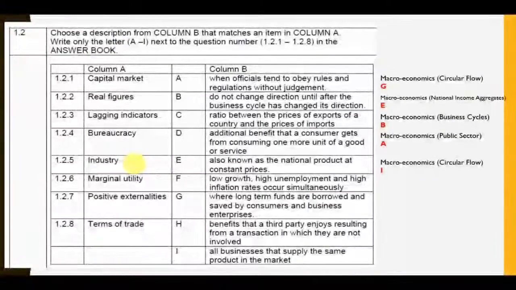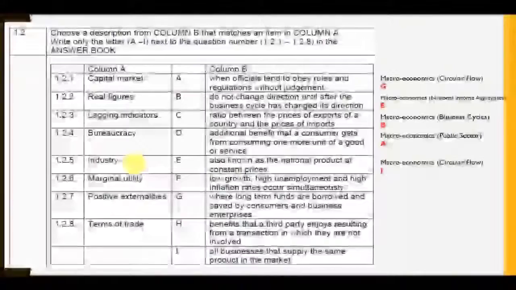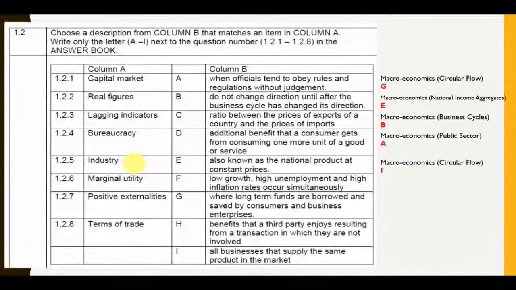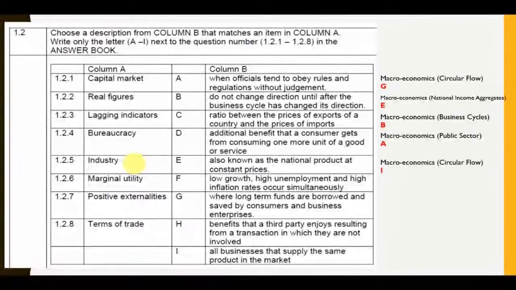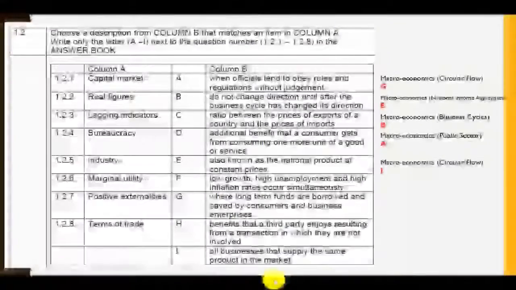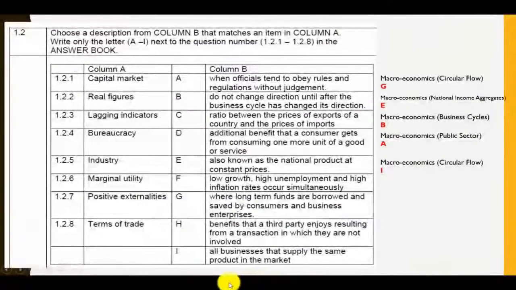So I would say this really comes from the section on the circular flow, or perhaps even national accounting aggregates when you did the production method. And you would look at the tertiary sector and all the industries in the tertiary sector, or the secondary sector and all the industries in the secondary sector. So what does I say, grade 12? It's all businesses that supply the same product in a market. So the gold mining industry, the textile clothing industry.